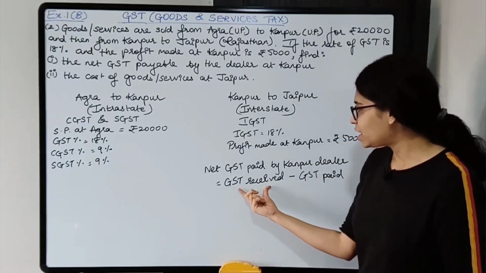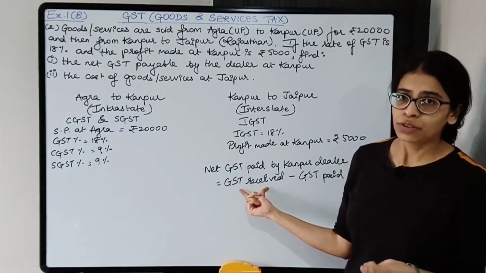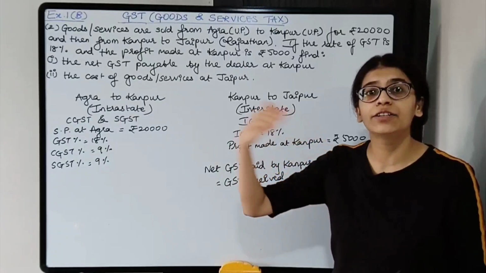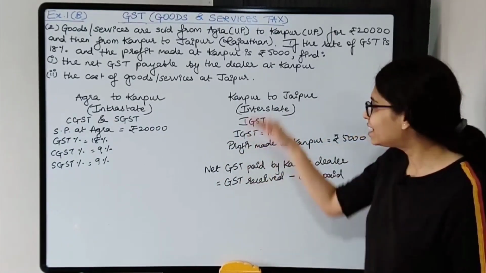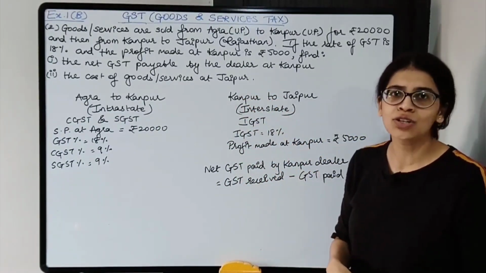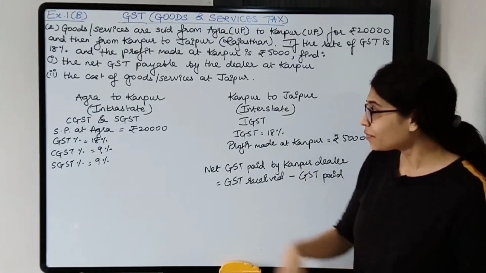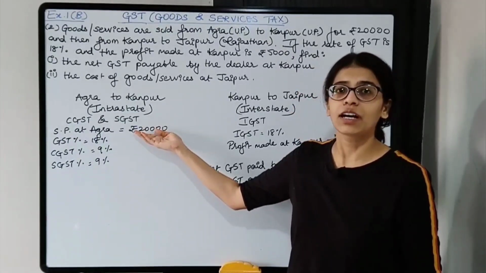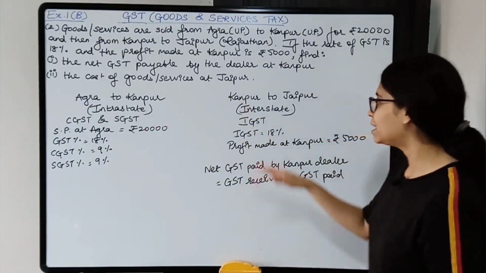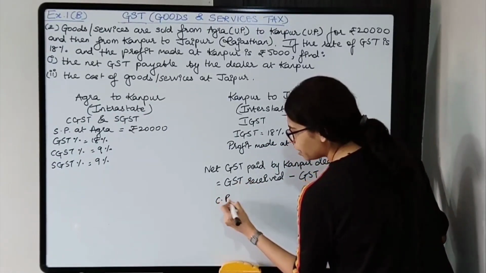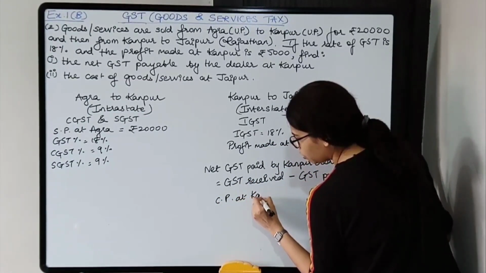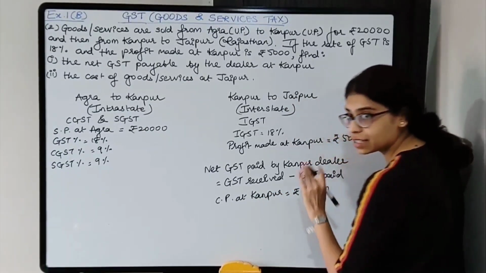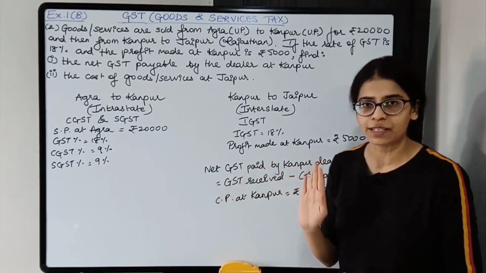So the GST that is received by the Kanpur dealer will be calculated on the selling price for how much he is selling it to Jaipur. Now is it given, at how much is Kanpur selling? It is not given, but you can find out. Kanpur is buying for 20,000 rupees, right? So what is the cost price for Kanpur? It is 20,000 rupees. GST extra. I am talking only about cost price.